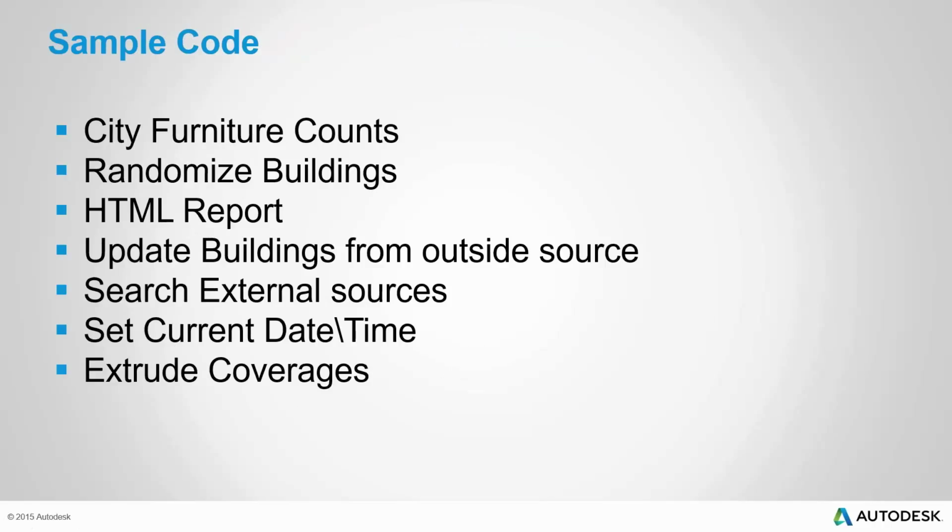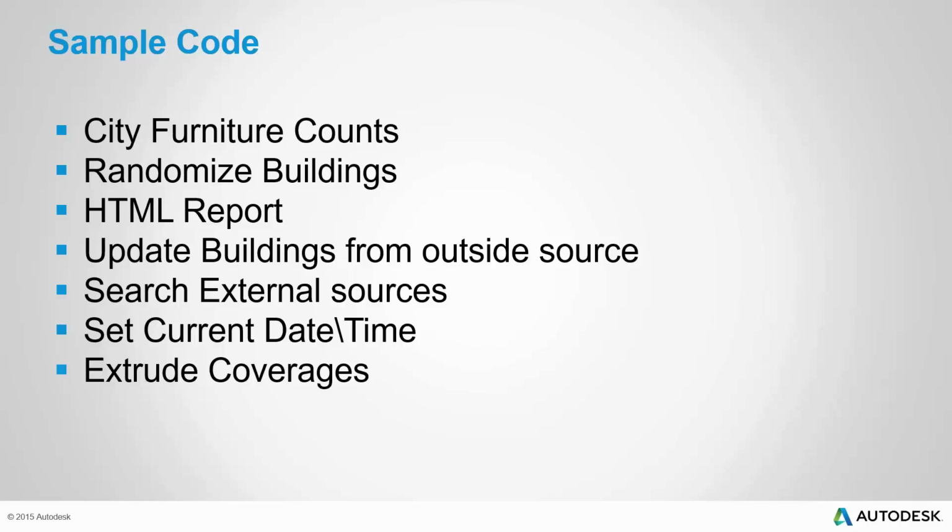So I just showed you one of the samples that I'm providing, and that's how to randomize some buildings. I also want to show you how to do some simple counts. So if we want to look at city furniture, for instance, group them by style and then count the counts of those particular styles. I'm going to show you a script to do that. I've already showed you the randomized building ones. This HTML report, this is a pretty neat one. That's going to show some more capabilities of the API.